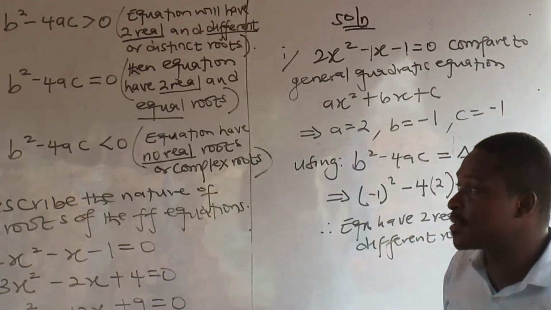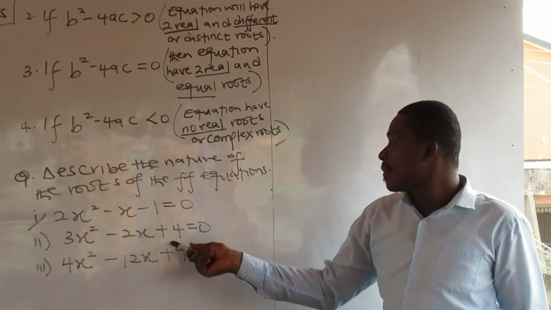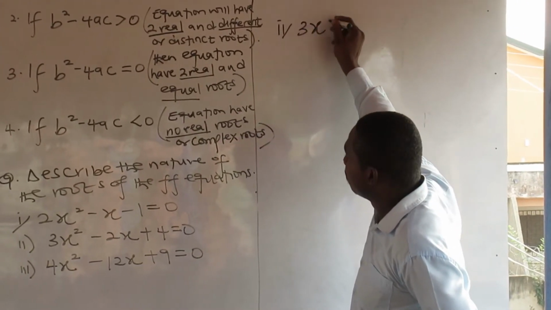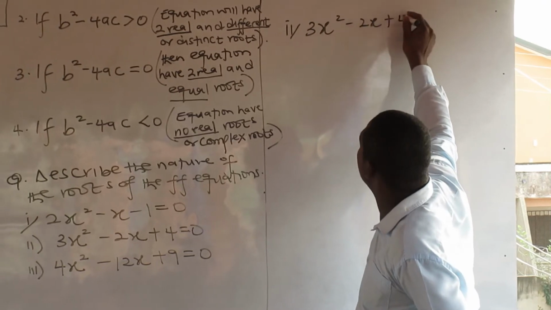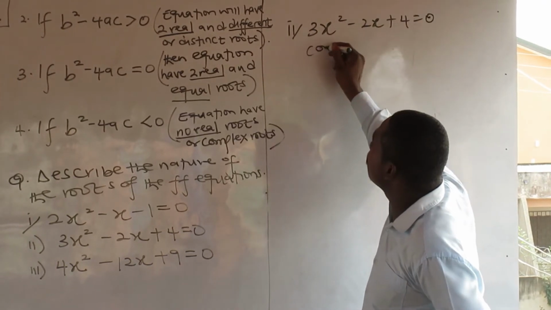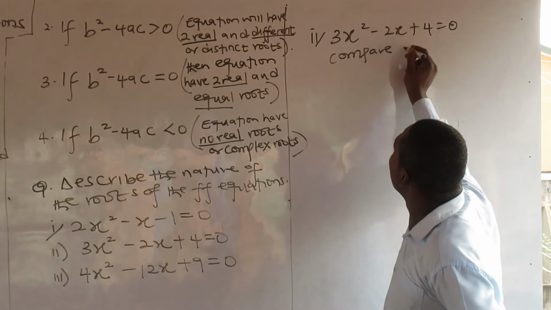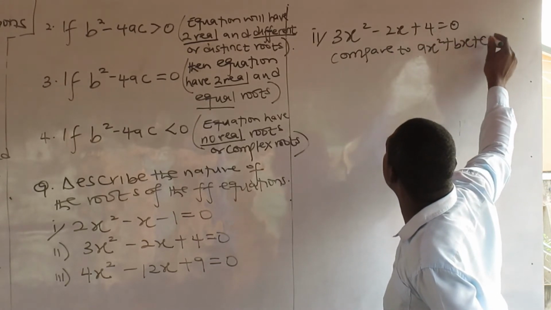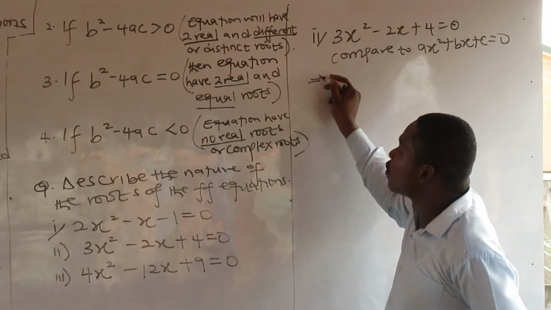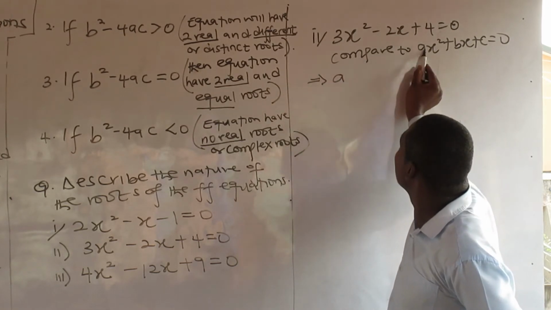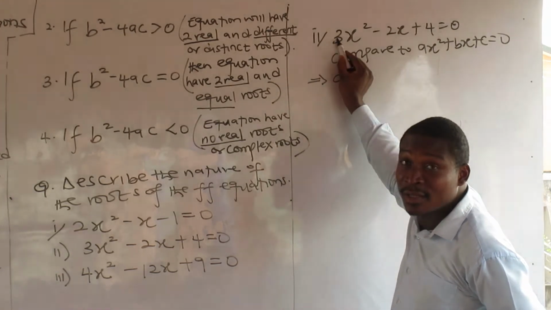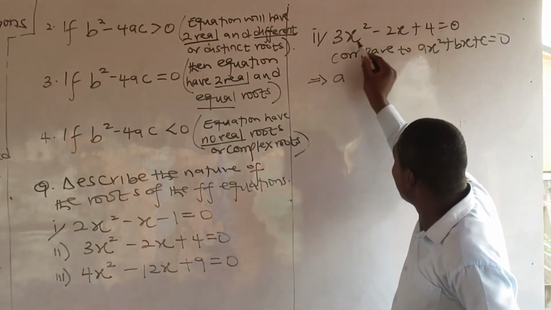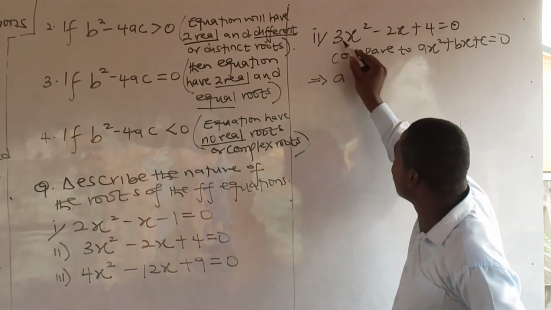I'll be asking this. So please take this here: 3x squared minus 2x plus 4 equals 0. So I'll still compare to ax squared plus bx plus c equals 0. Now, during the comparison, this a is 3, agreed? Because it is closer to the x squared, the one here happens to be the coefficient of x squared. So a is 3.